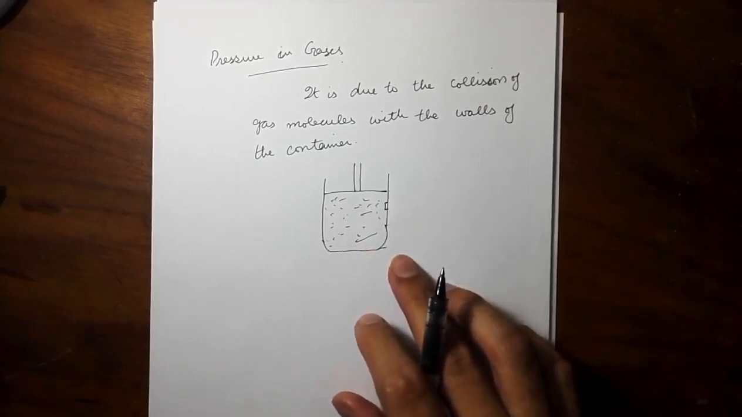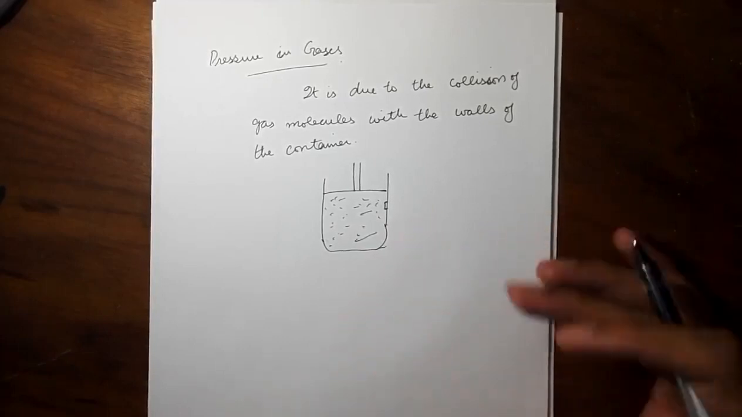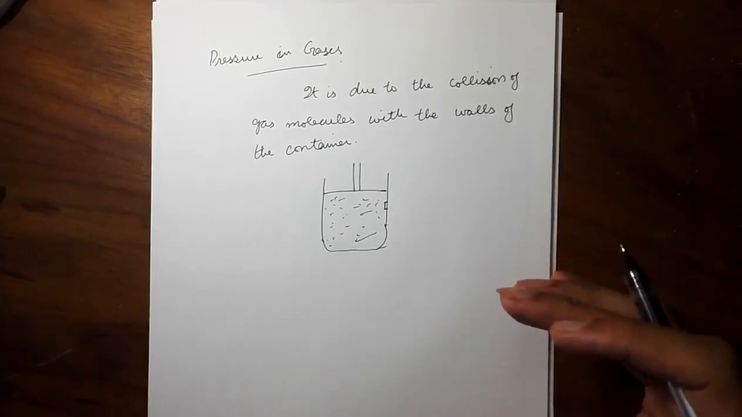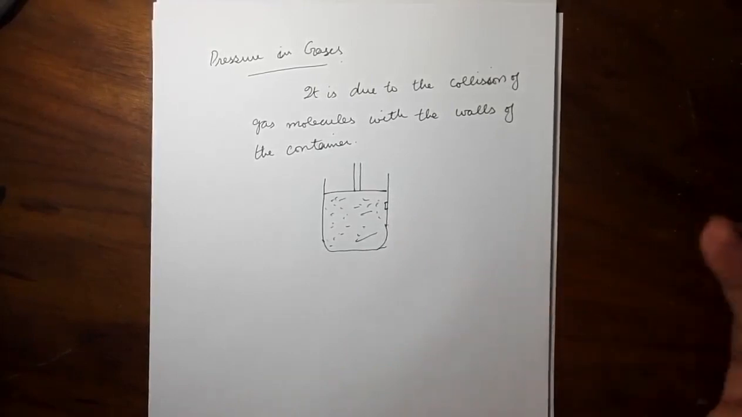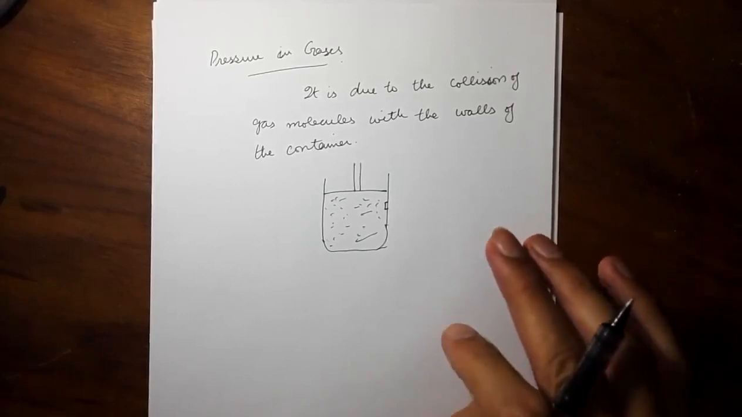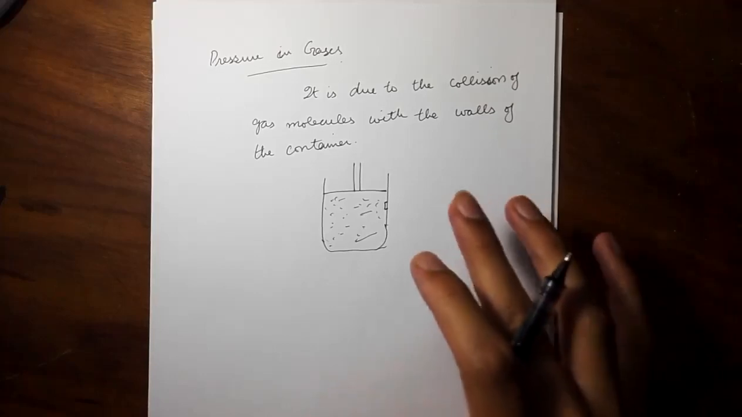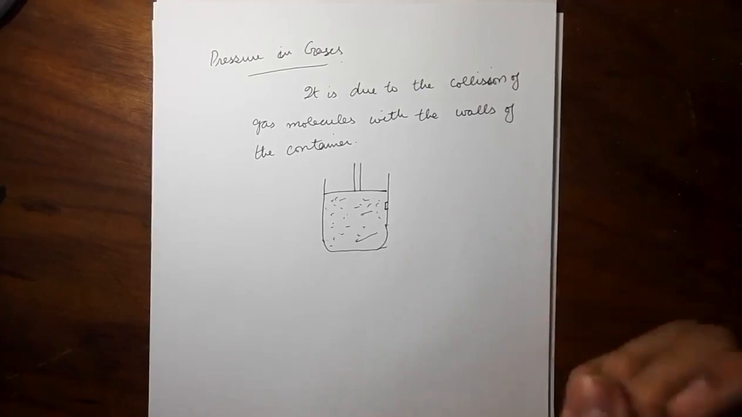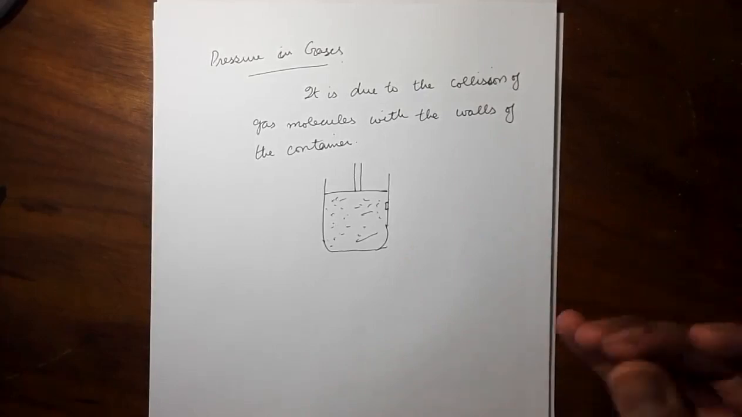Now in gases, we are only concerned about the collision of gas molecules. If gas molecules have high kinetic energies, the collision will be more intense. If they have lower kinetic energies, the collisions will be less intense. So we have to see what are the factors that increase the collision of gas molecules. Let's suppose by increasing temperature, the kinetic energy of the gas molecules increases, hence pressure increases.